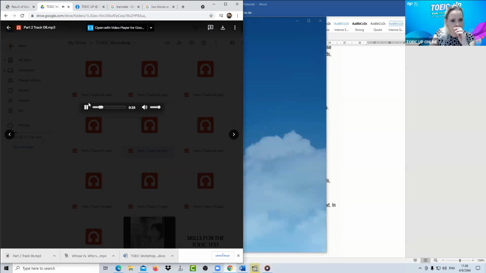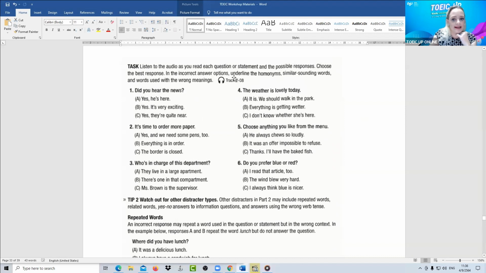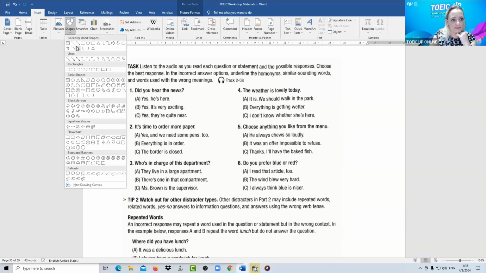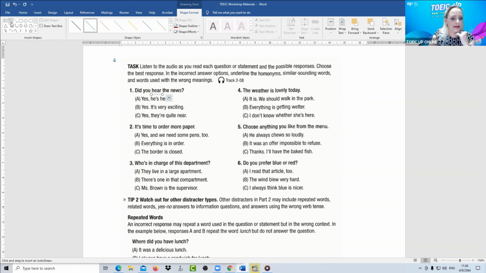Let's quickly look at that. Did you hear the news? So let's underline the homonyms, the similar sounding words, and the wrong meanings. Yes, he's here. They are looking at the word here and the word here. Similar sounding words. Yes, it's very exciting. And see, yes, they're quite near. Again, they're looking at near and here.